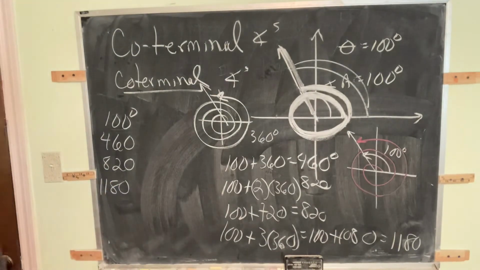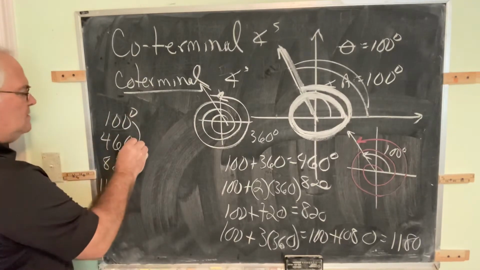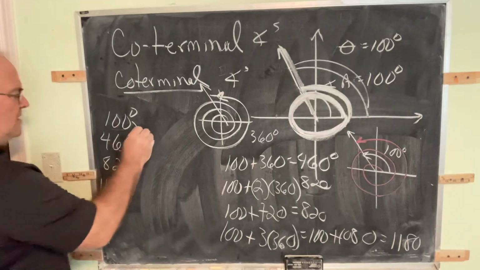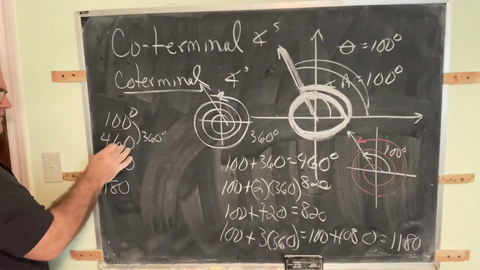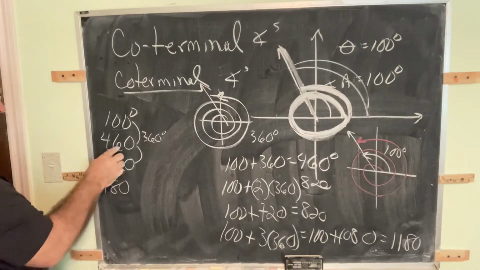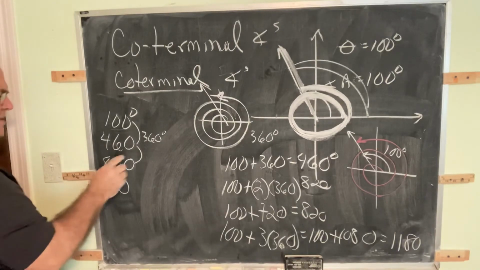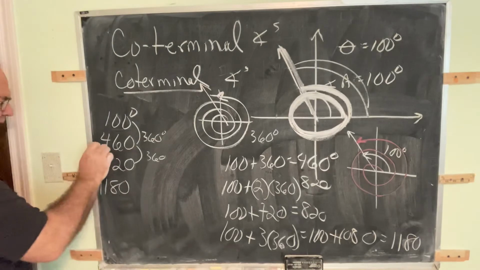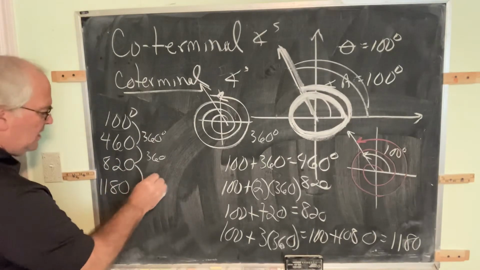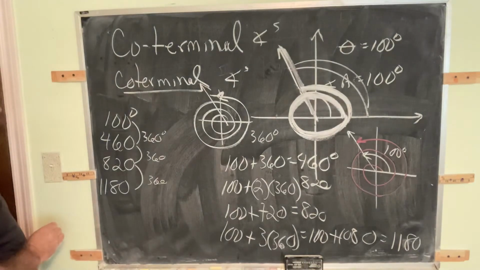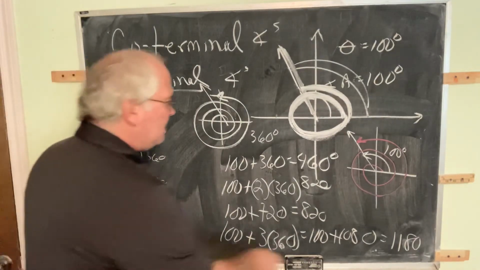All right. So what do we have here? Let's take a look at what we have. From here to here, 460 minus 100, is 360 degrees. If you add 360, you get this one. But this difference is also 360. If you add 360, you get to here. If you add 360, you get to here. All right, so let's back this up.